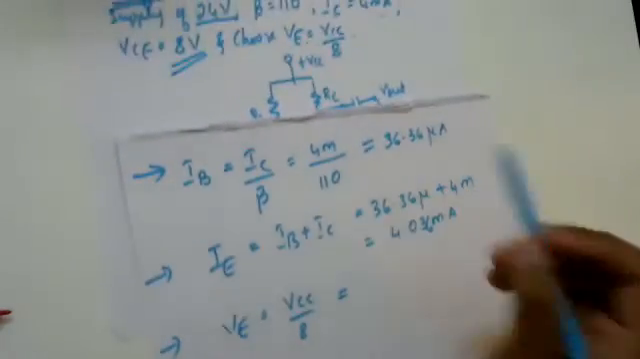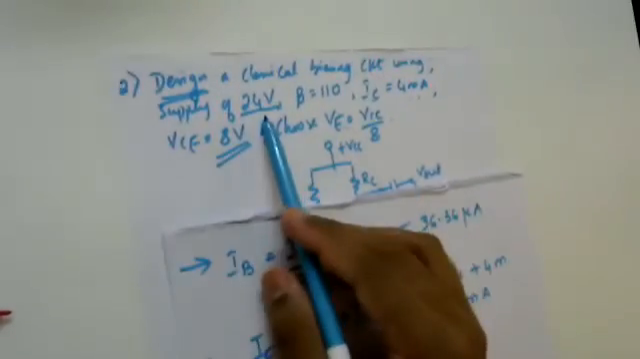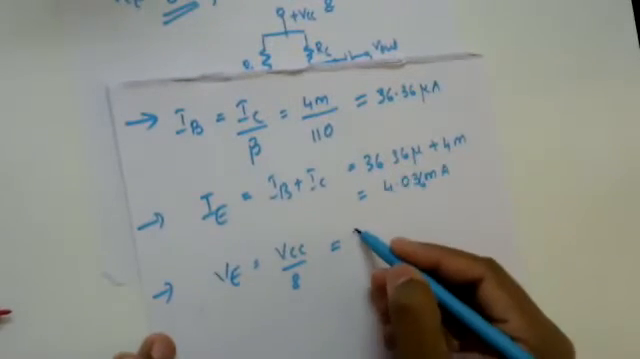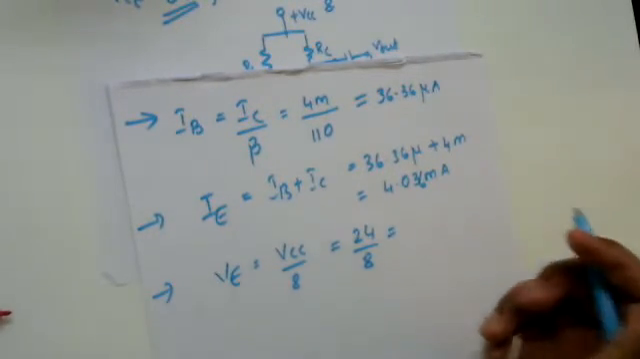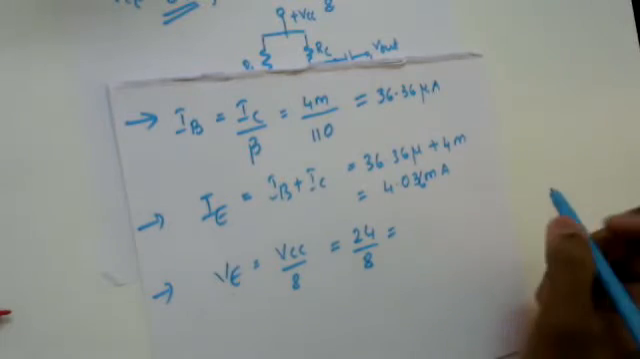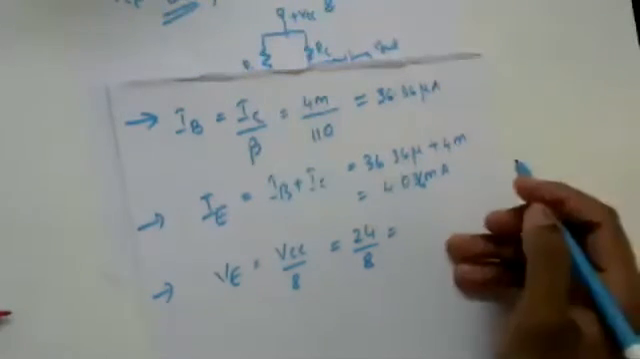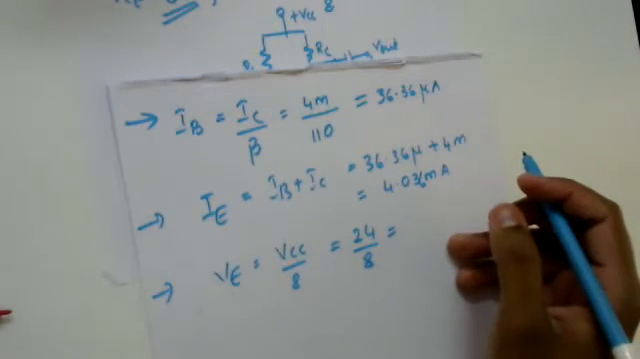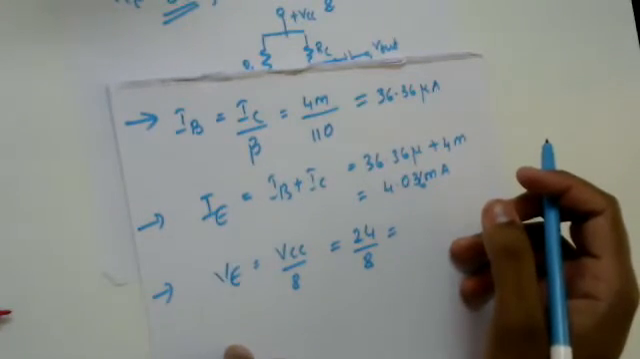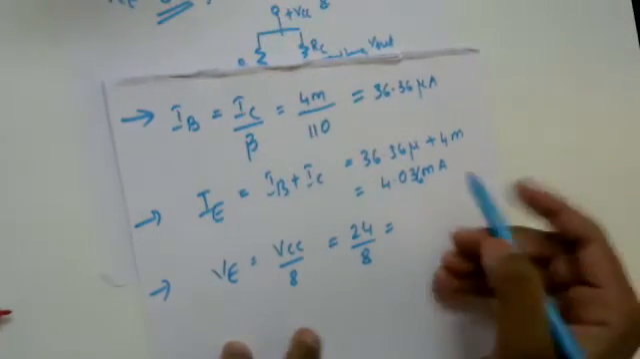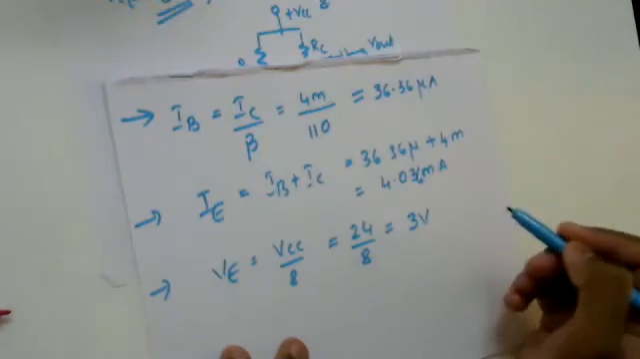What's the value of VCC? The value of VCC he has given it as 24 volts. So the value of VCC is 24 divided by 8. So what's the emitter voltage? It is found to be 3 volts.